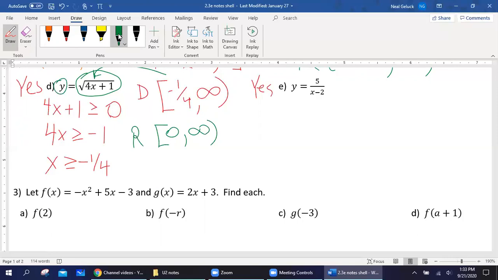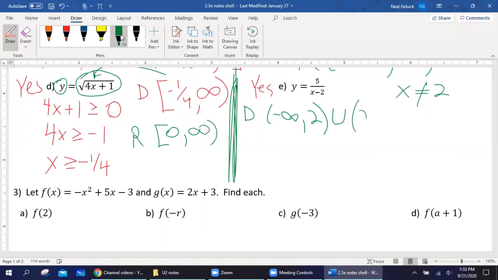For letter E, this is dealing with the other issue we can have with a function, that we don't want to have division by 0. So I asked myself what number would cause division by 0, and that would be if x was 2. So basically, remember, domain is your x's. My domain is that x cannot be the number 2. So in interval notation, that's every number except 2. So the way I'm going to write that is negative infinity to 2 with a parenthesis on it, because I'm not including 2, in union with 2 to infinity. So that is the interval notation way of saying, give me everything except the number 2.